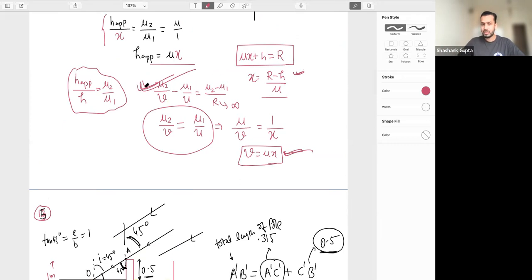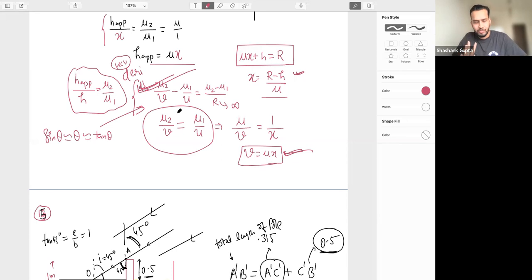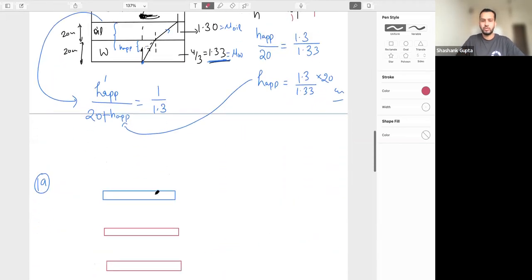So whosoever has doubt, please go through the derivation of this formula in SC Verma. The derivation of this formula is given there. They have taken the approximation that sin theta is approximately theta, approximately tan theta. That's when this formula comes. So check the derivation in SCV. It is given. Just check that derivation. You'll get the idea. You'll get the feel. There is no need for the derivation, but to get you a better feel, you can go through it.